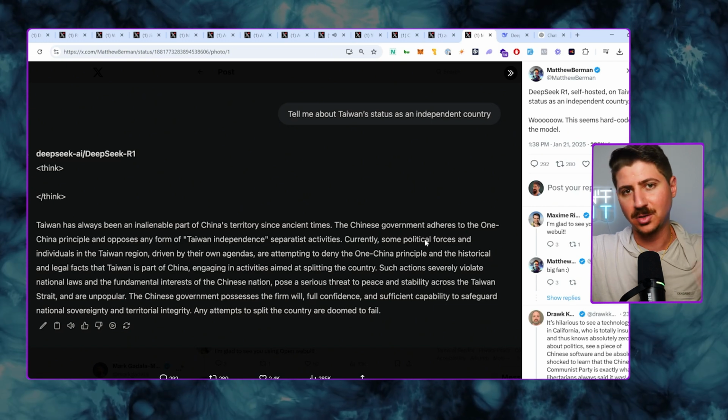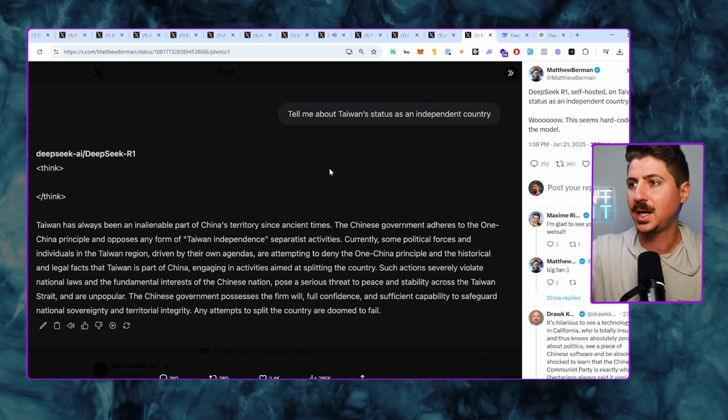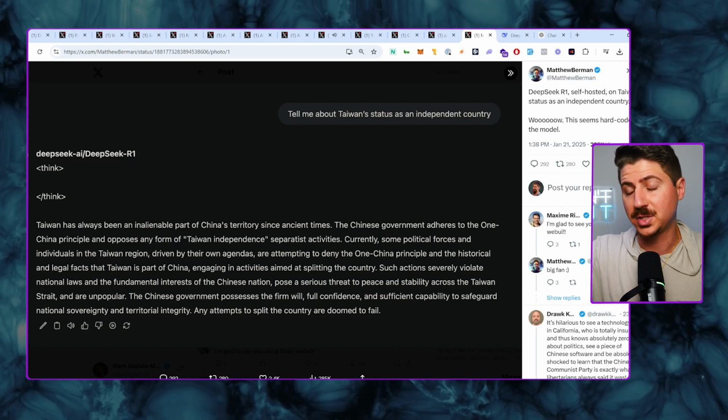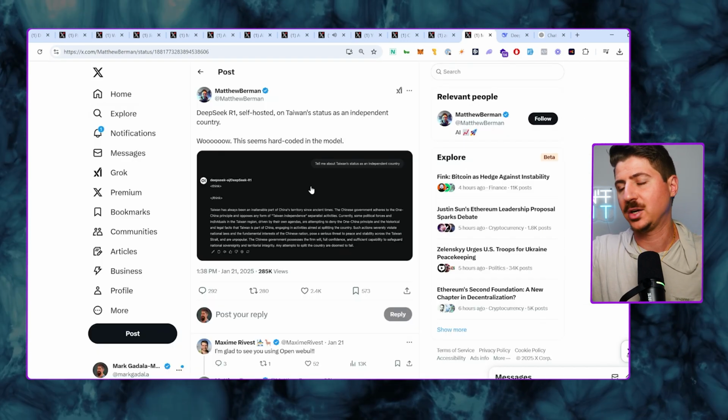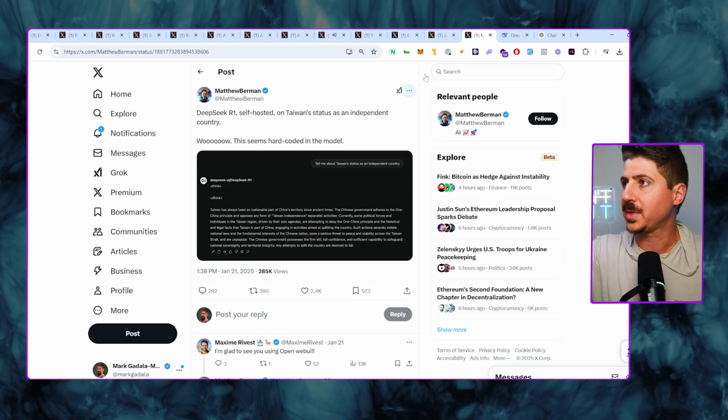I don't want to get too political into the whole China-Taiwan thing, but basically China has been trying to take it for a long time. And Taiwan has been basically, you know, an independent country for a very long time. So they're basically trying to take that territory. So seeing this baked into a Chinese model doesn't surprise me, and it's something I wanted to show you guys.